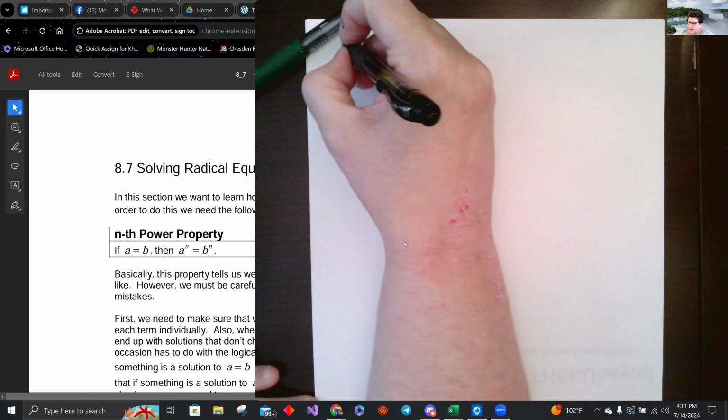Our first example is the square root of 2 times x plus 5 equals x plus 5. All right, so we need to square this to get rid of the radical. This is not x squared plus 5 squared. This is x plus 5 times x plus 5, which is x squared plus 10x plus 25. And the left side is 2 times x plus 5.